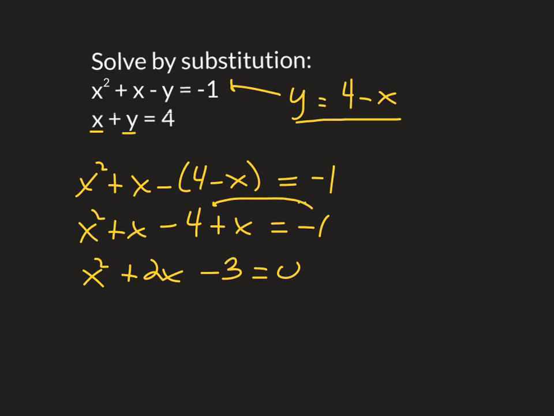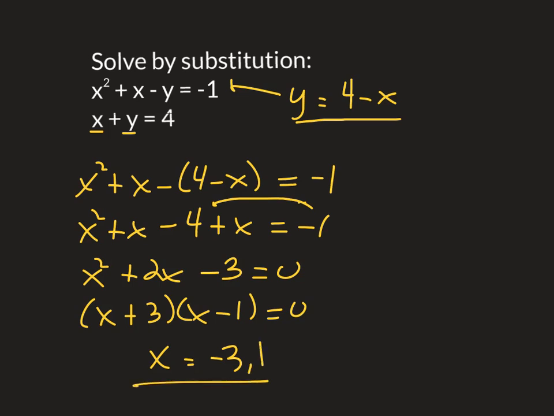So the first thing I'm trying to think of is whether there are factors of negative 3 that will give you positive 2, and luckily there are. It's a plus 3 and a minus 1 equals 0, which means my x is going to be negative 3 and positive 1. So now that I have my x's, I'm going to plug them back in, back into that where I started.